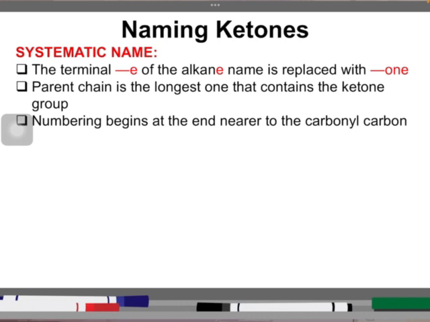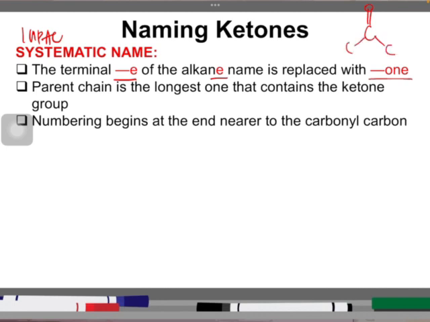So, for the naming of your ketones, systematic name, IUPAC name, dun sa ating previous slide ay, sinabi ko nga sa inyo, that the terminal E, yung E sa dulo ng alkane name, ay pinapalitan siya ng -one. Okay? Again, lagi pa rin yung rule na yung parent chain ay yung pinakamahaba, dapat yun ay yung merong ketone group. So, yung ketone group natin, yung C double bond O, and then, it is surrounded by 2 carbons on each side.